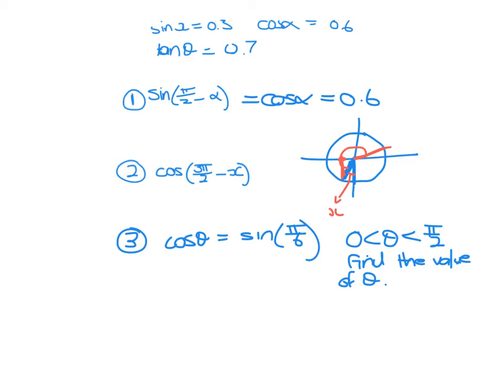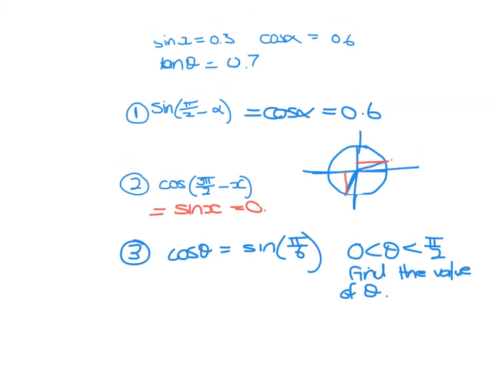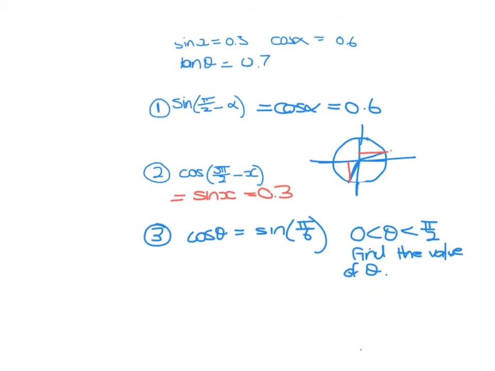Let me get rid of some of those marks. So there's 3 pi on 2 take x, and there's x there. So if we did the cos of that value, it would be there. If we did the sine of that value, it would be there. Okay, so there we go. There we have it. That cos of 3 pi on 2 take x is the same as sine of x, which is 0.3. So drawing a little unit circle helps.